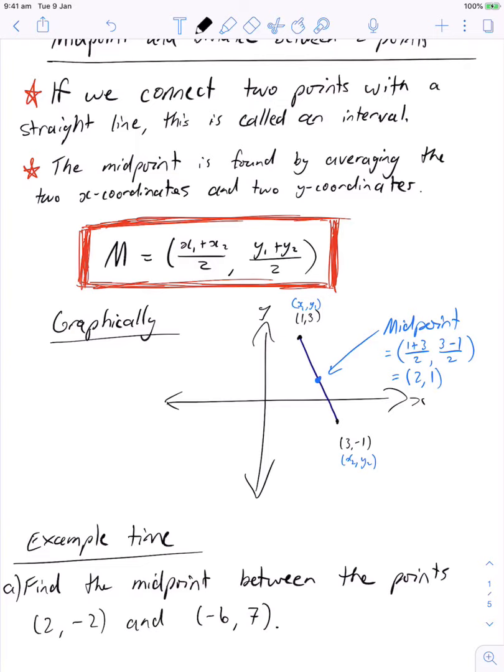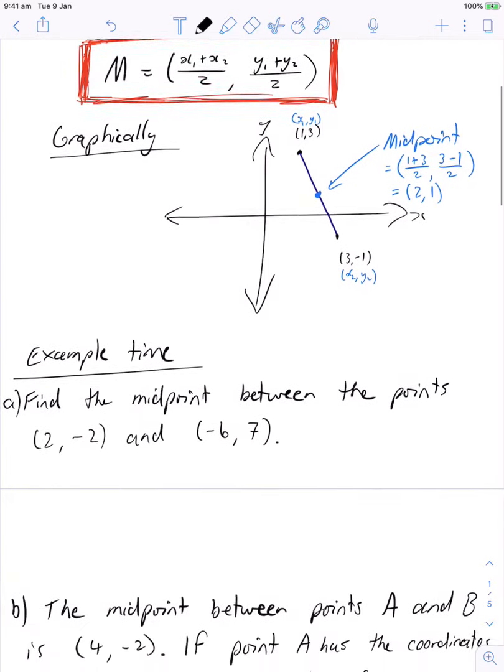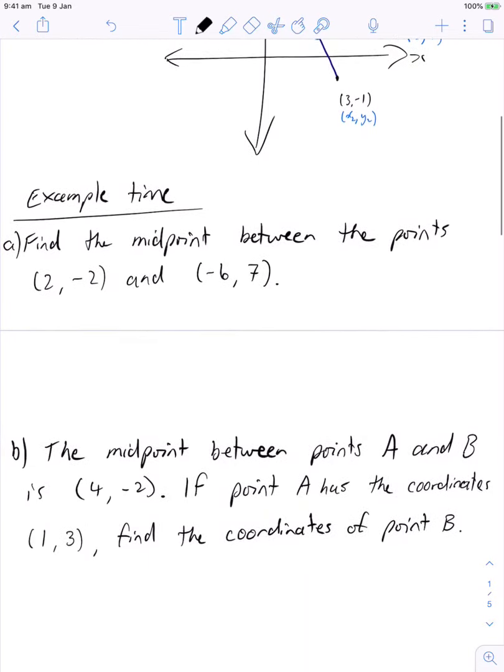Let's have a look at a couple of examples. Let's find the midpoint between the points (2, -2) and (-6, 7). I'm going to go straight for my formula, which I've remembered and learnt. So I know that M equals, and I'm going to use these. Remember that there's going to be x1, x2. So I'll go (2 minus 6) divided by 2, comma, (-2 plus 7) over 2. So we've averaged out our x coordinates and then our y coordinates.